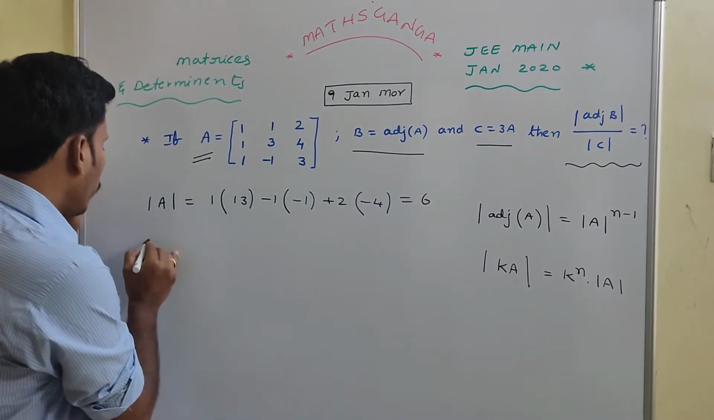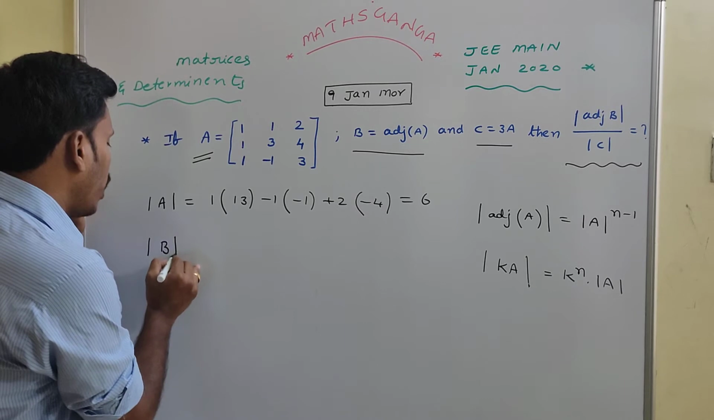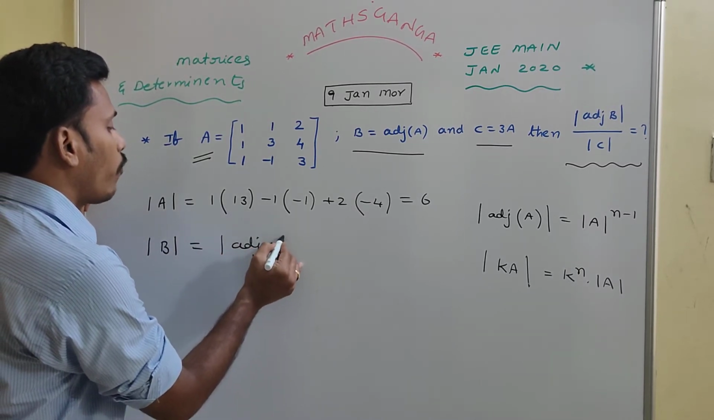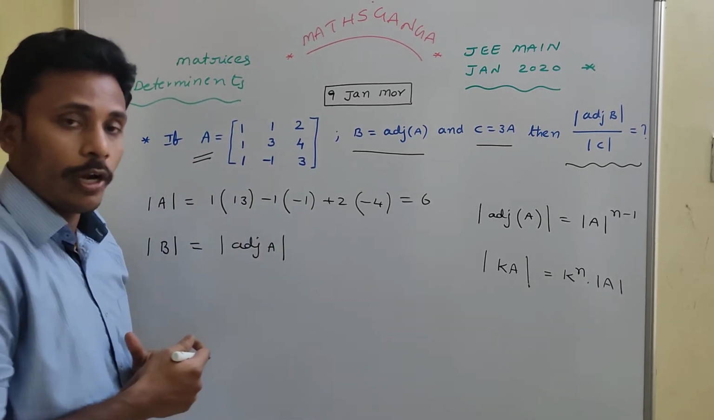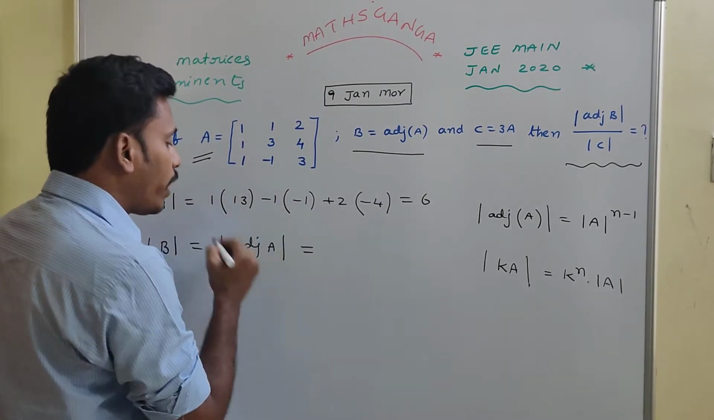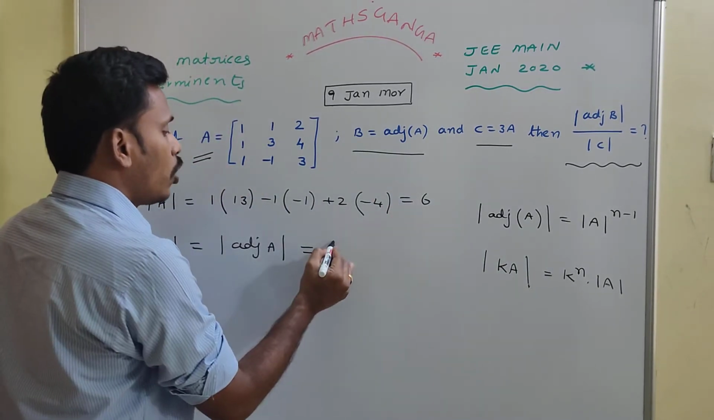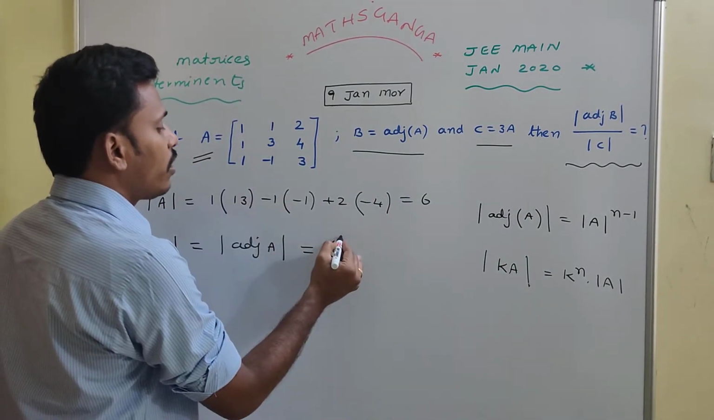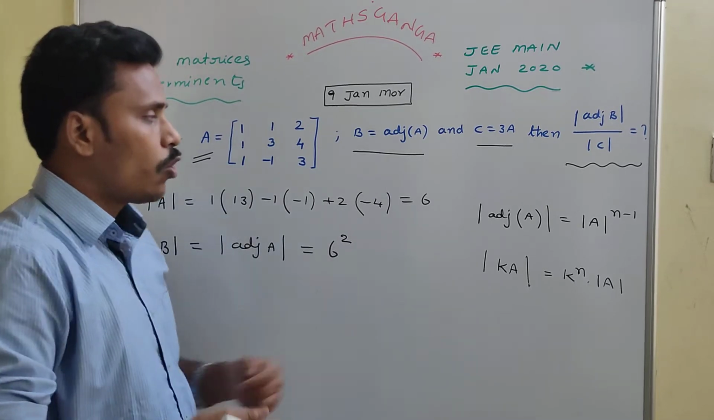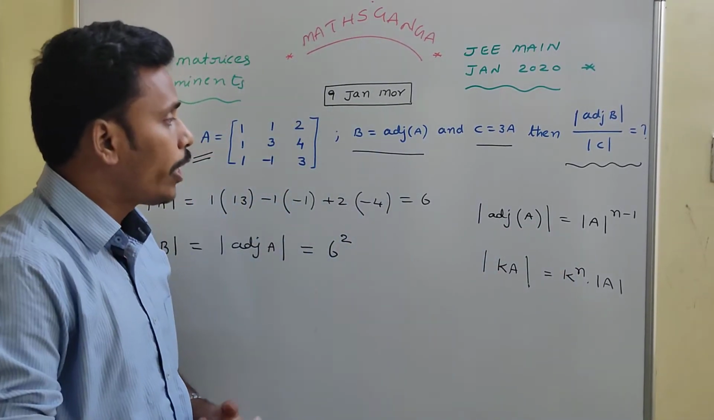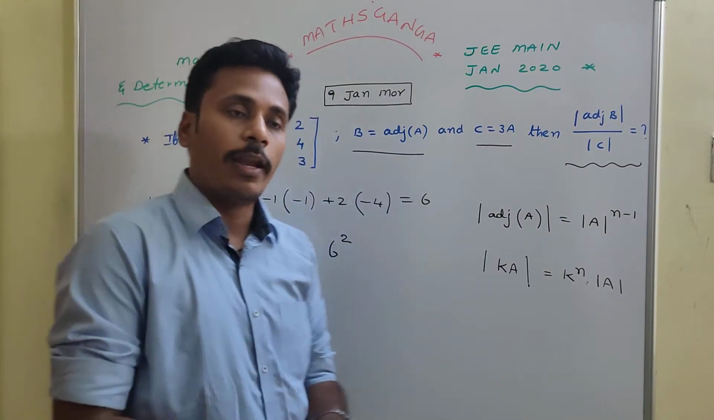Now you need to calculate determinant of B. Determinant of B is determinant of adjoint of A, because B is given as adjoint of A, and by this rule the determinant of adjoint A is determinant of A, which is 6, to the power 3 minus 1, since the order is 3, so that is 6 squared. You need to use this logic: determinant of adjoint of A is determinant of A to the power n minus 1.